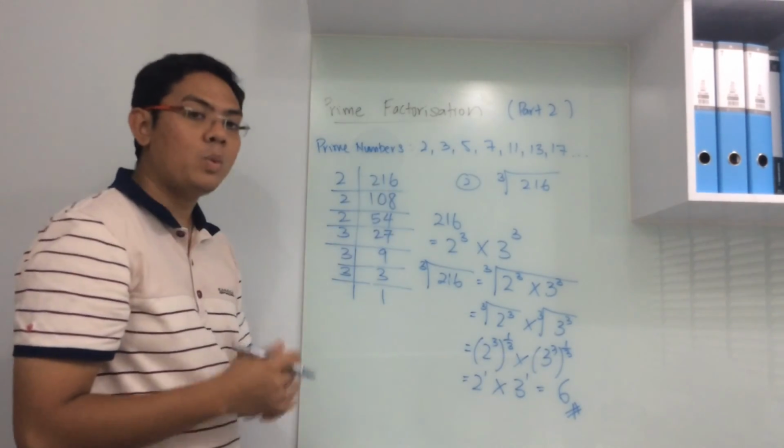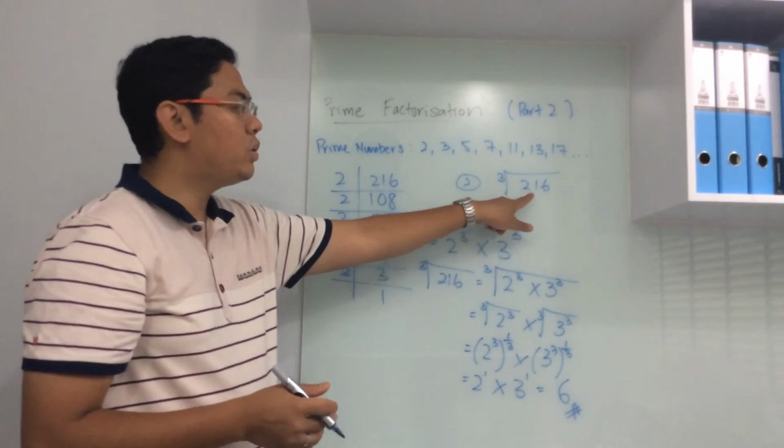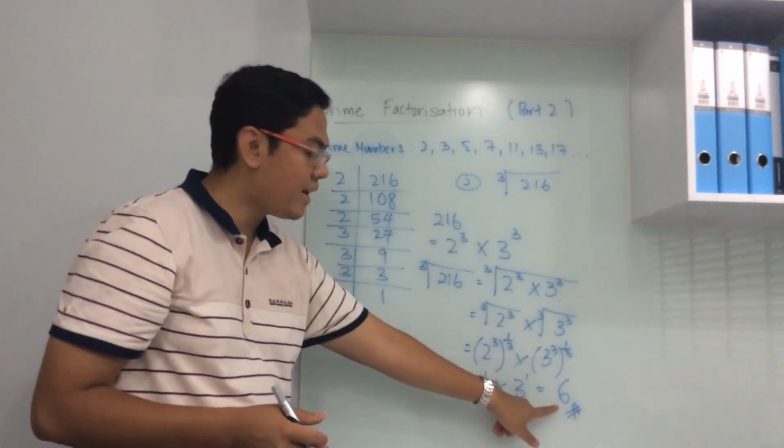There you go. If we check by using a scientific calculator, the cube root of 216 is in fact 6.